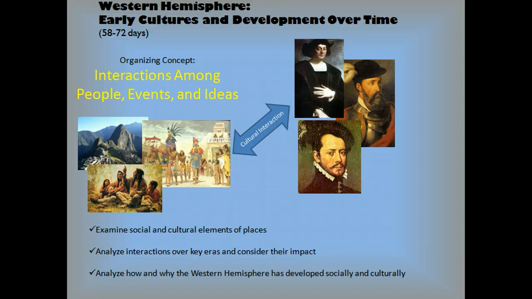As students explore the next key era of development in the Western Hemisphere, they consider the era of European exploration and analyze how those cultural interactions brought social and cultural change. These cultural interactions are the foundation of this concept as students see how the event of European exploration caused different people and ideas to interact, thereby changing the face of the Western Hemisphere. Last, students look at the Western Hemisphere as it is today, reflecting on how people and nations have developed socially and culturally due to various events, ideas, and interactions.